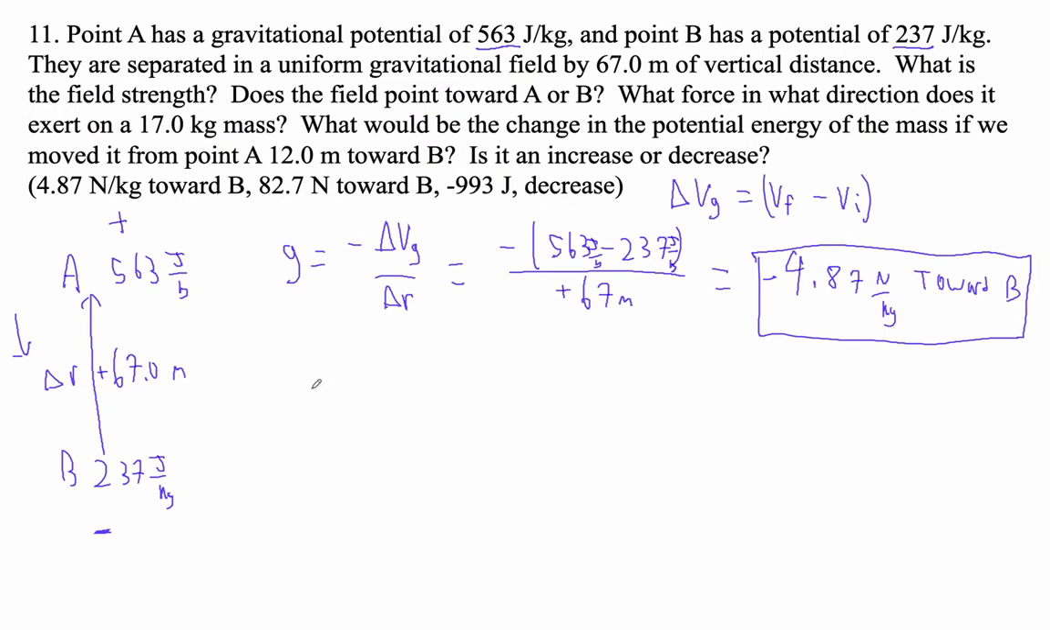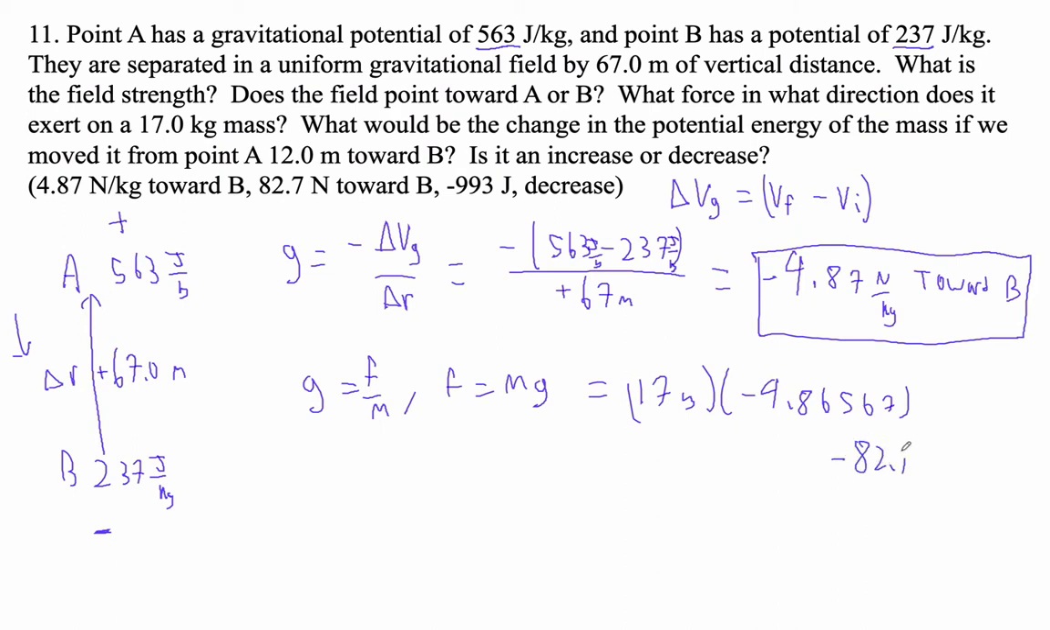That's easy. g is F over m, so F is mg. That's 17 kilograms times negative 4.86567, this number unrounded. So 17 times that. That's negative 82.7 newtons, right? So it's 82.7 newtons toward B, because IB doesn't know which direction we made negative.